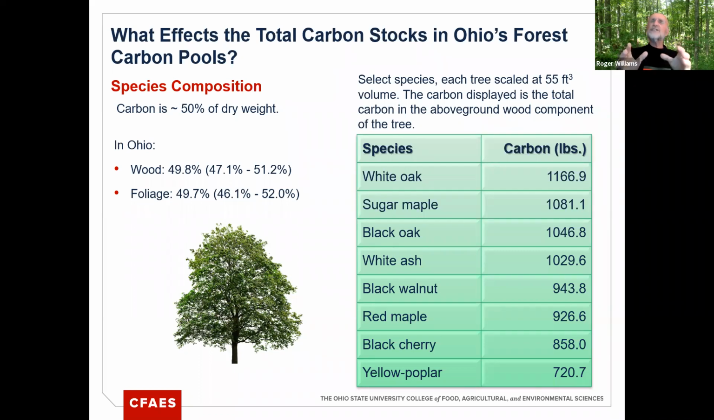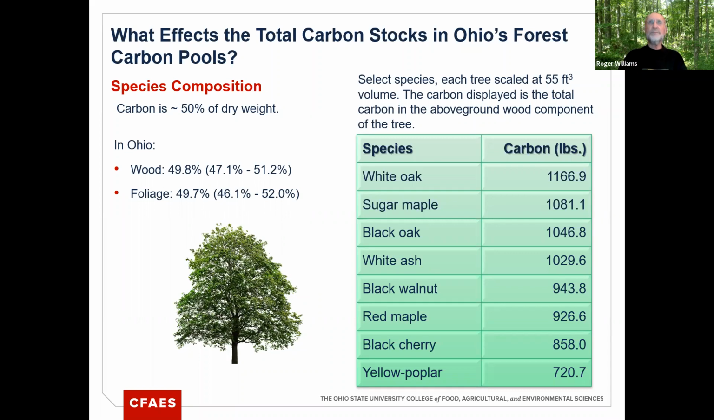And just looking at the wood component right now, how much carbon would be contained in each one of these trees of these particular species if each one scaled at 55 cubic feet of volume? Well, if you look over on the right, the amount of carbon in terms of pounds, we see that tree species of the same volume are going to contain different amounts of carbon.